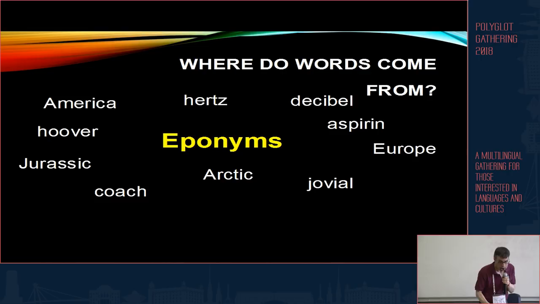Aspirin, it comes from... Oh, no, that should be on the next slide, actually. It's a brand name. So, how about Europe? Anybody know where that comes from? Europe was a woman, and Jupiter, Zeus, has stolen her.